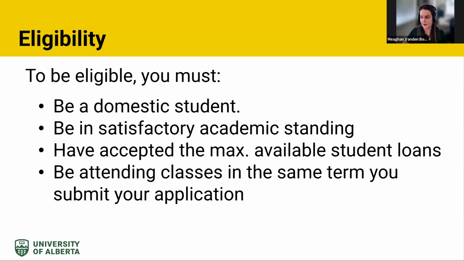So to be eligible, you have to be a domestic student. You have to be in satisfactory academic standing. This means something a little bit different for us than it means to your faculty. Your faculty, maybe you had a bit of a rough year and you're on probation this year, or you've been asked to go through Fresh Start, or something like that. So your faculty then might say that you are not in satisfactory academic standing.